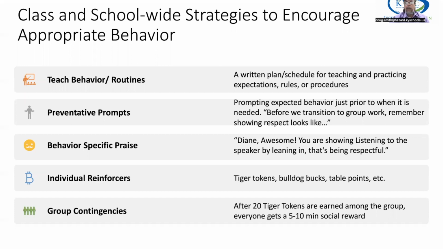Also, we look at group contingencies, which are based on the whole group or whole class and how they do throughout the week. Some examples are tiger tokens, or some use tickets. I've seen some use a specific number of points that they have to earn by the end of the week, and they get a little social reward. The whole group earns it.